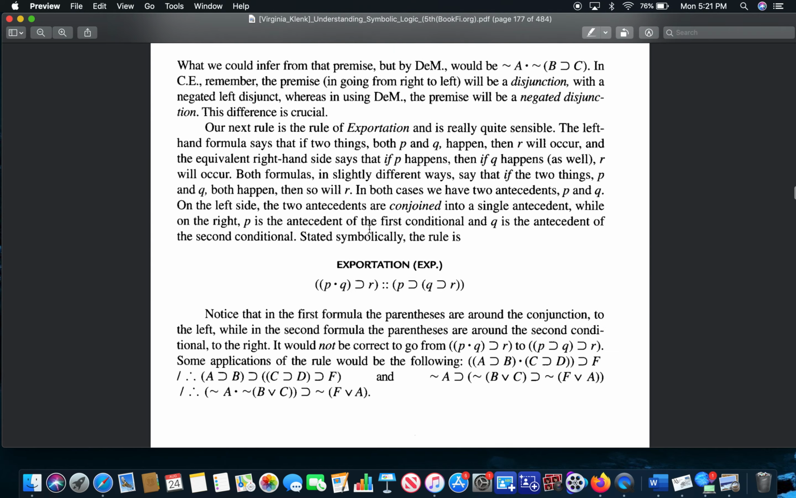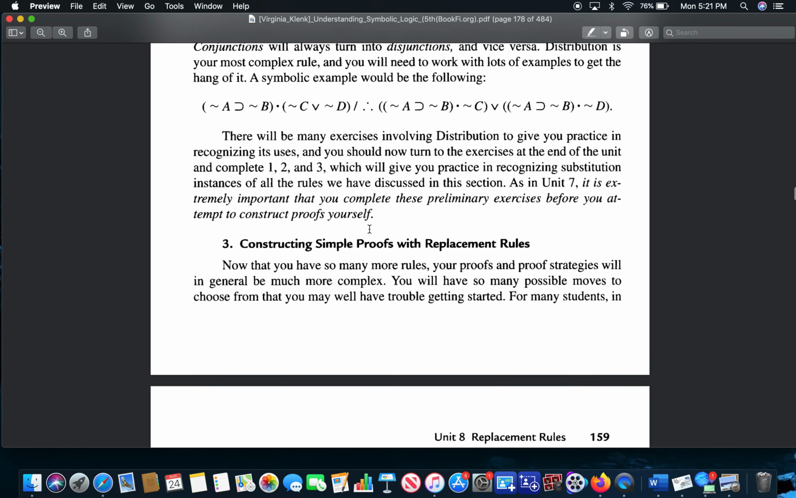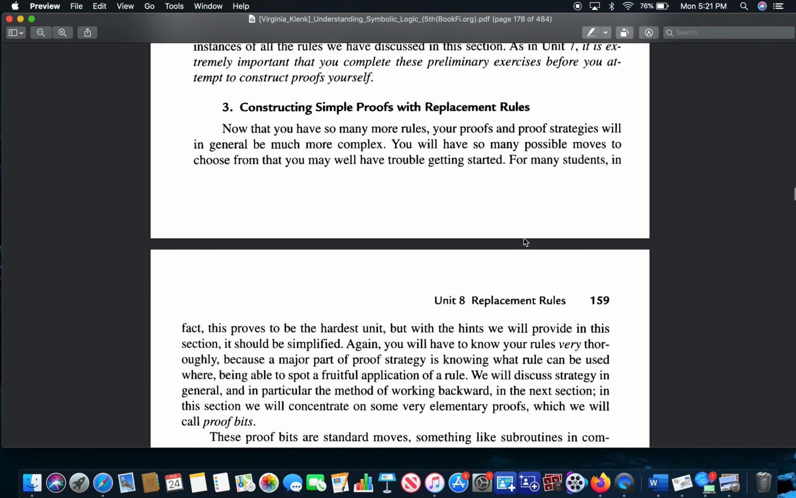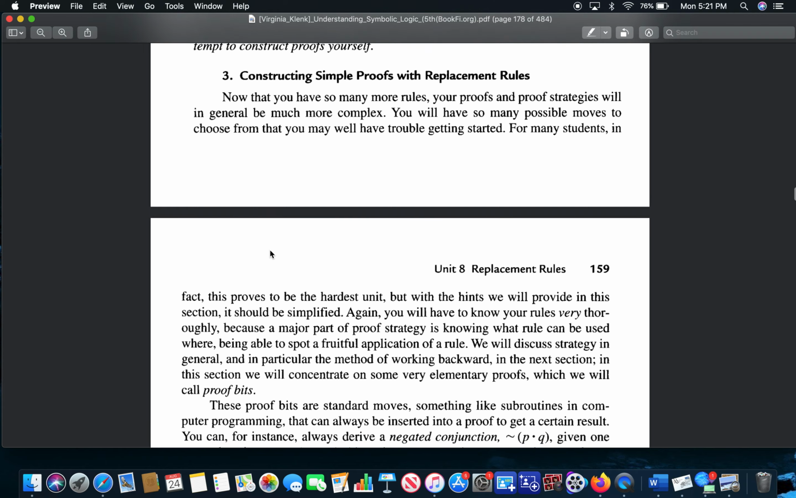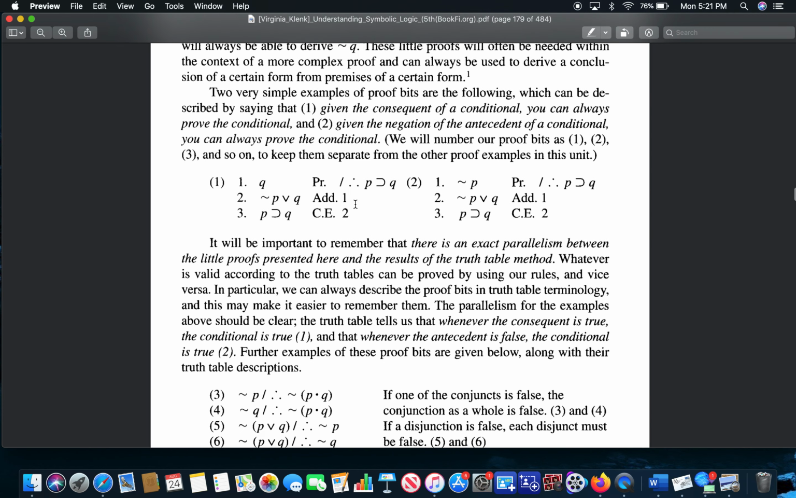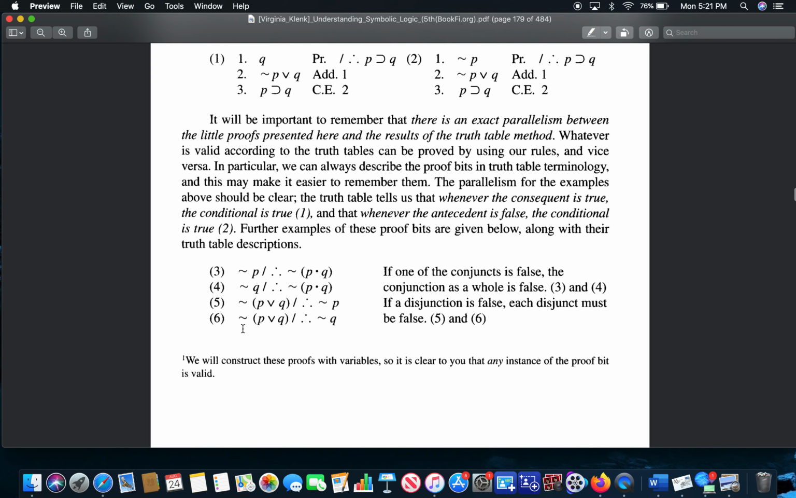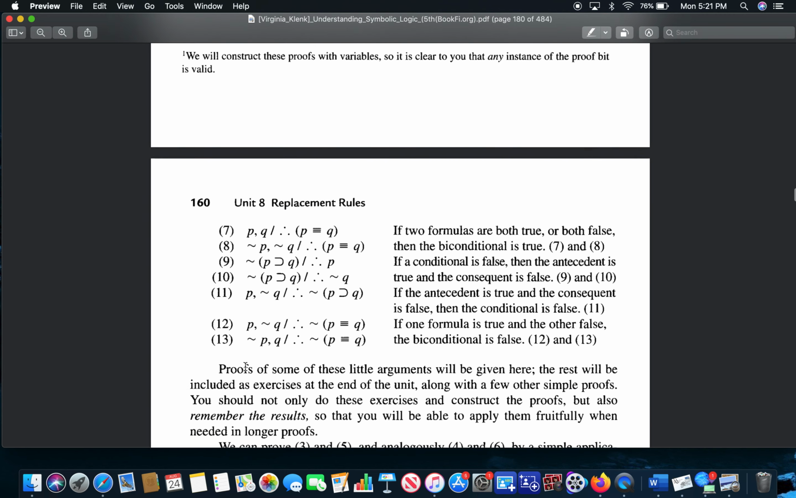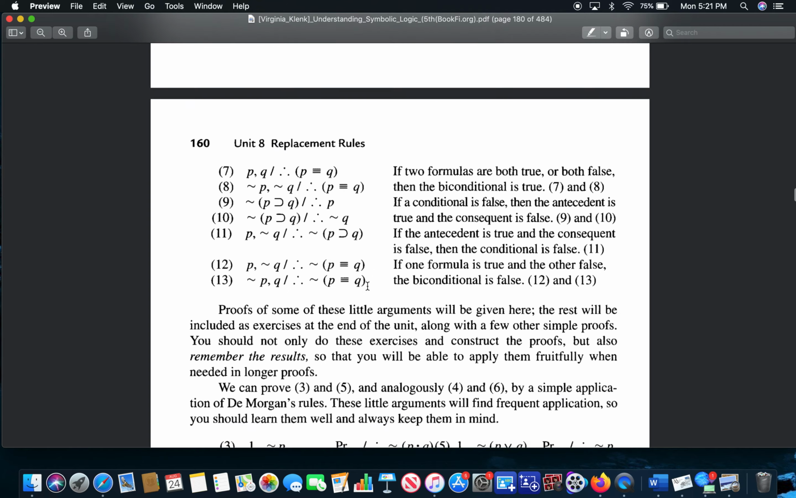All right, now my favorite part of this chapter and perhaps the whole course is sections 3 and 4 of this unit 8. These proof bits. Section 3, constructing simple proofs with replacement rules. I also call this section the proof bit section. You're introduced here to the first two, and then this list, 3, 4, 5, 6, which goes down to 13. There are 13 proof bits, and I'm going to spend a lot of time on these and the application of these, which come in the examples in section 4.